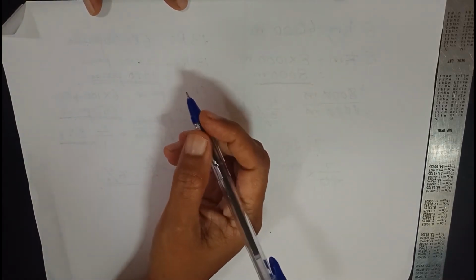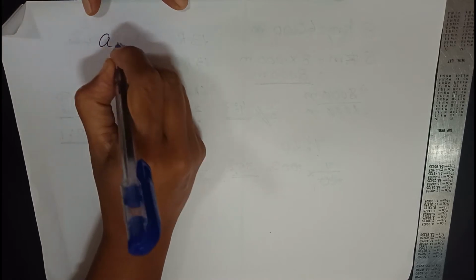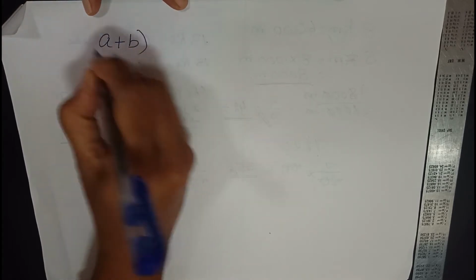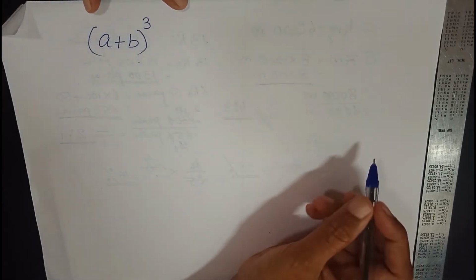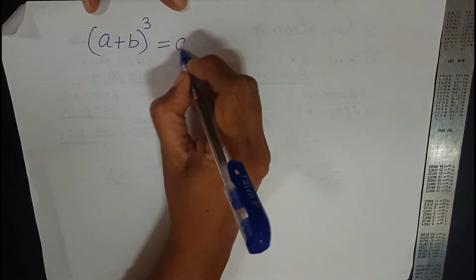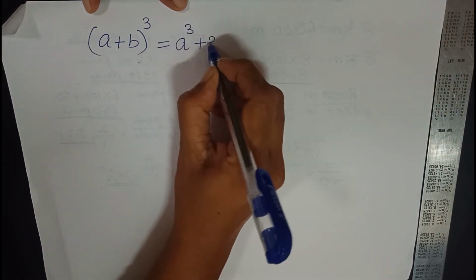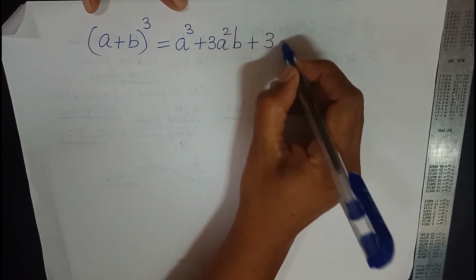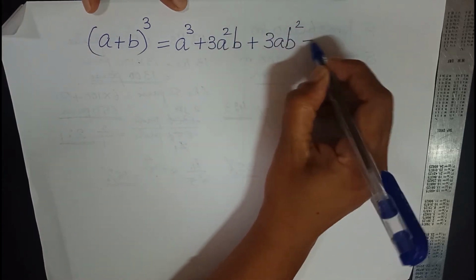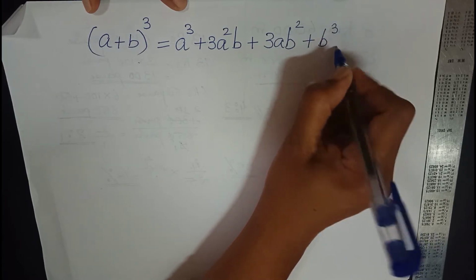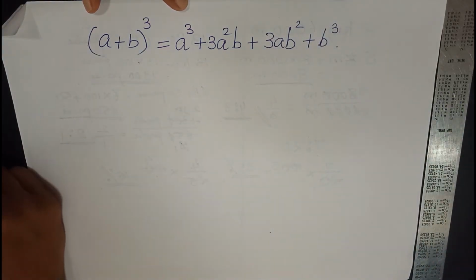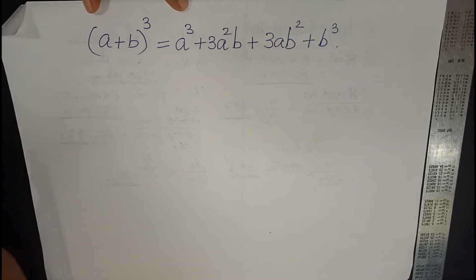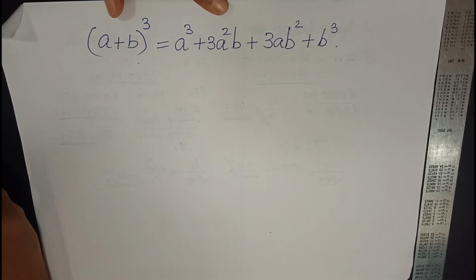First, let's recall what we had learned in the expansion formula. We had learned that a plus b the whole cube is equal to a cube plus 3a square b plus 3ab square plus b cube. I hope you remember this. If you haven't recollected it, or if you are finding it difficult to understand, please refer to the earlier videos of the expansion lesson where we had learned this formula, right?